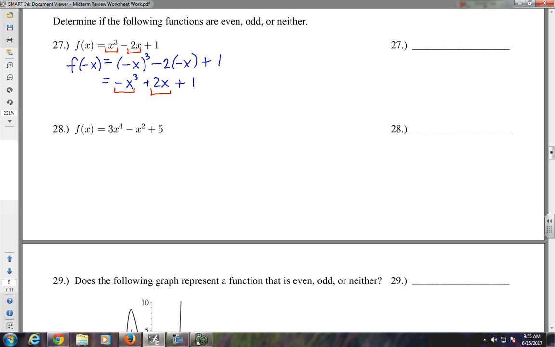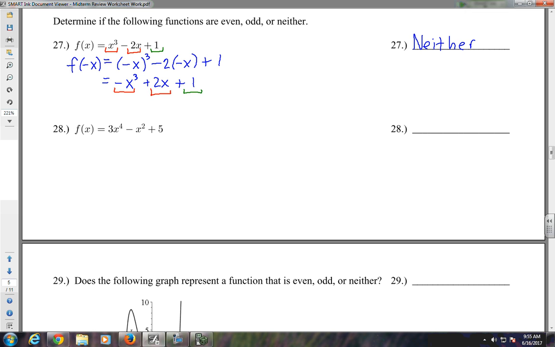Okay, let me state that again. If after simplifying all the terms are the same, it is even. If all terms change sign, it is odd. But you see how plus 1 ruins the party? That one did not change. So we would say this function is neither even nor odd. Now looking at the exponents on this function, your intuition may have said this is going to be an odd function, but clearly it turned out to be neither. So make sure that you do run this test.